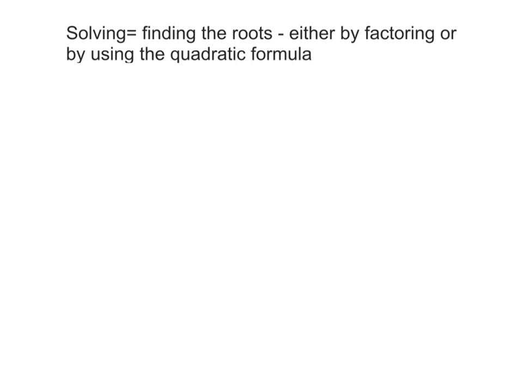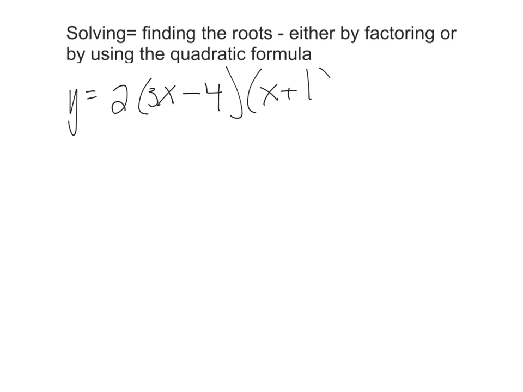So we left off in Chapter 4 with quadratic equations, and in Chapter 5 we talk about how to change from one form of the quadratic equation to the other. So we first start going from factored form to standard form by expanding. For example, if we were given the expression y equals 2(3x minus 4)(x plus 1), how do we change that into standard form?